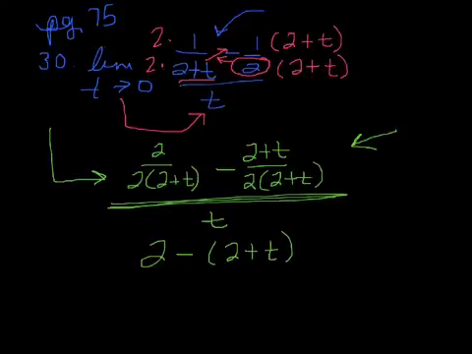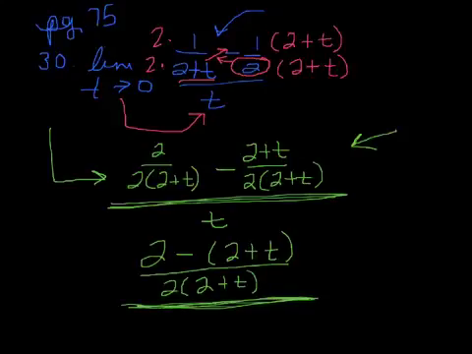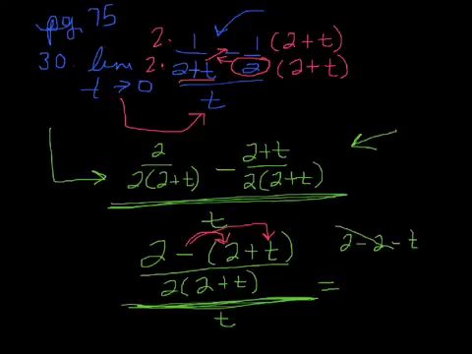It's 2 minus 2 plus t. That's on top. 2 times 2 plus t is on the bottom of the numerator, and then you have t down here. So we're almost done cleaning up. When you distribute the negative to both of these, you end up with 2 minus 2 minus t. Obviously, the 2's are going to cancel, and you're left with just negative t. All right, so we've got negative t over 2 times 2 plus t. That's our numerator, and that whole thing is over t.